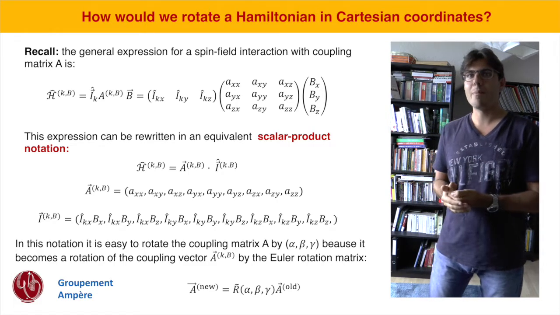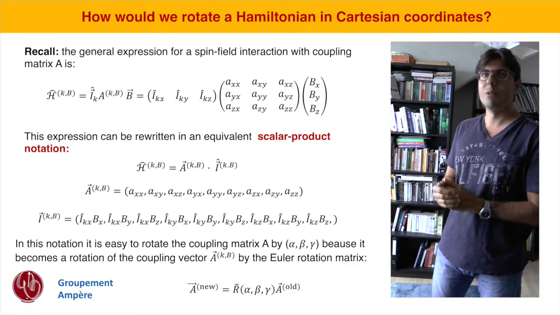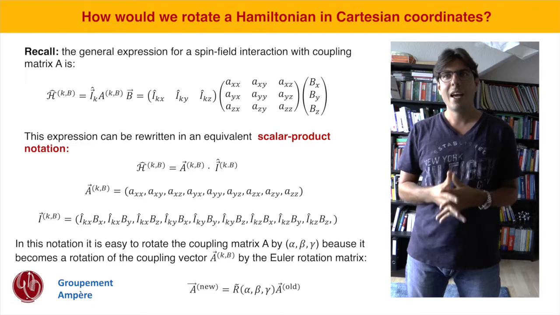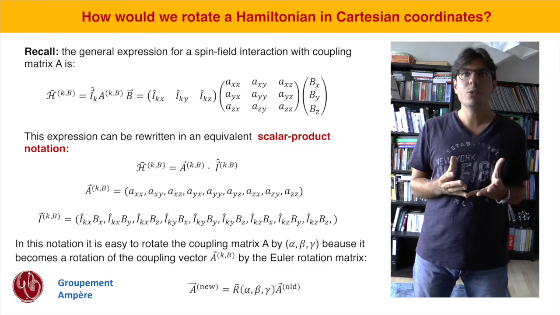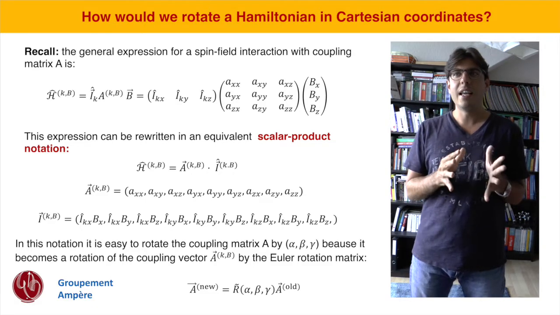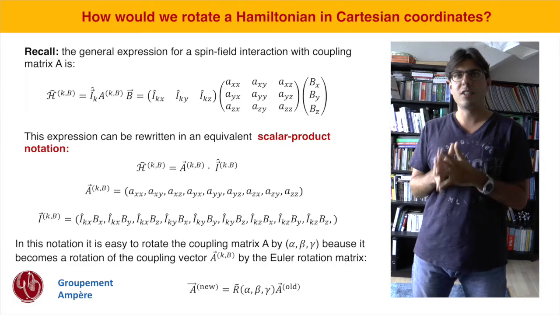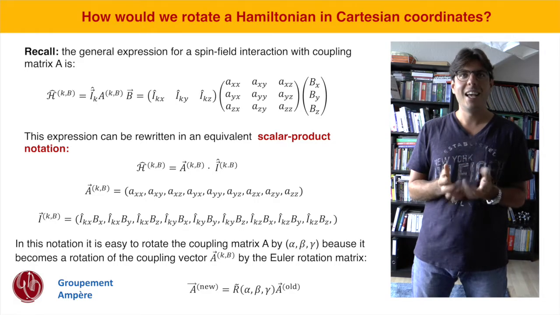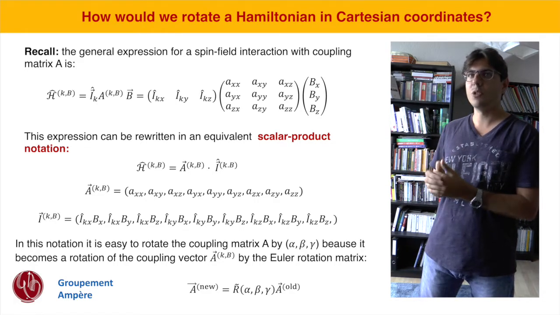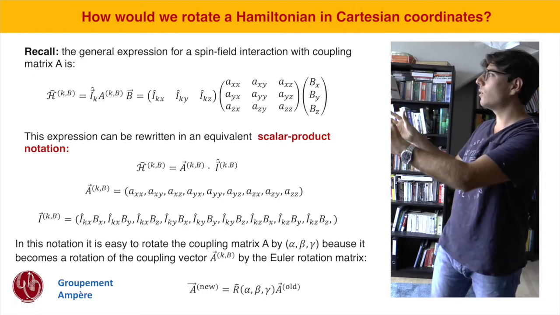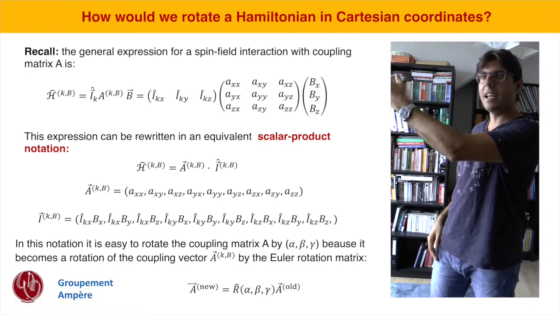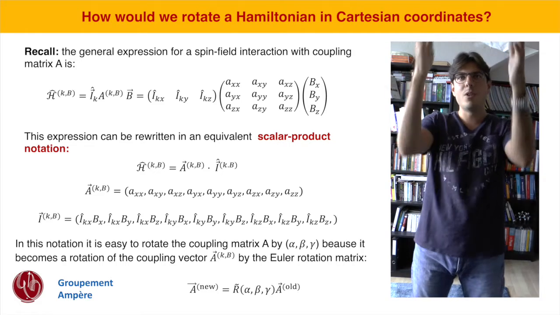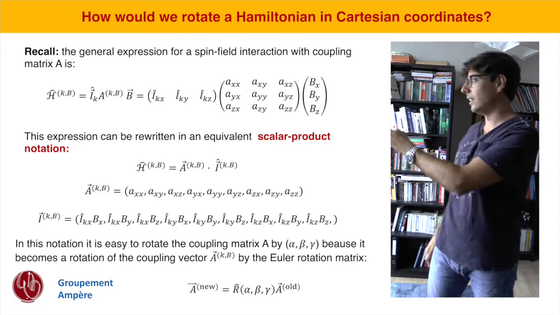And now let's think a little bit more in detail on how we would effectively rotate a Hamiltonian. We use the example of a spin-field interaction. As a reminder, you have here the general formula for the spin-field interaction on the top. The first thing we could do to simplify the treatment is to transform this expression into a new notation which we call the scalar product notation. In the scalar product notation, you take all 9 components of our coupling matrix A, so A_xx, A_xy, and so on and so forth, and you put them in a 1 to 9 vector that you can see here on the bottom.